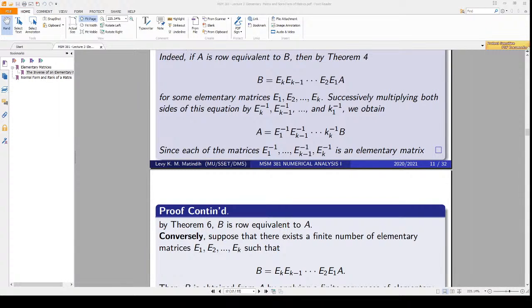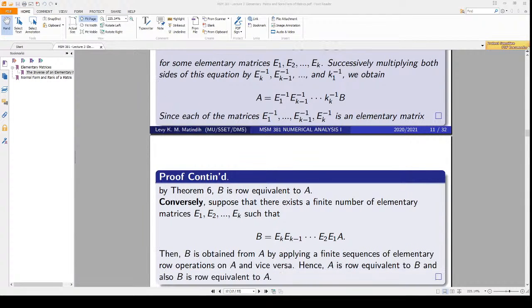In the process of doing that, we have shown that B can be written as a product of elementary matrices with A, and also A can be written as a product of elementary matrices with B. Now, what's next? We need to show that if B can be written as a product of elementary matrices with respect to A, then B is row equivalent to A and A is row equivalent to B. That's what this theorem is saying.